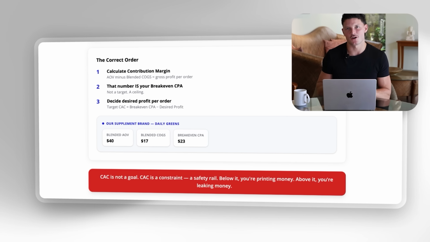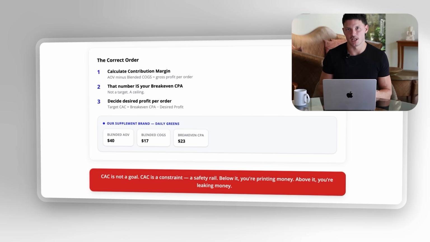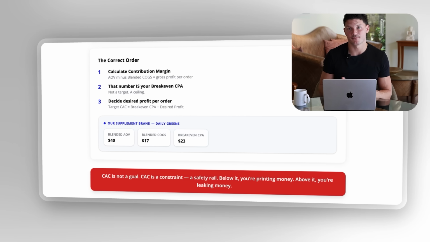Because CAC is not the goal. CAC is a constraint. Below it, you're printing money. Above it, you're bleeding out. Same CAC number, completely different outcome. And this is where people blow themselves up. They go, okay, CAC is above our target. Turn off the ads. Even if those ads are producing $10, $15, $25 more revenue than they cost, they shut down a working machine because it violates a number that they invented. That's insane. You don't choose a CAC target first. You derive it from unit economics. You derive it from contribution margin. You derive it from math.